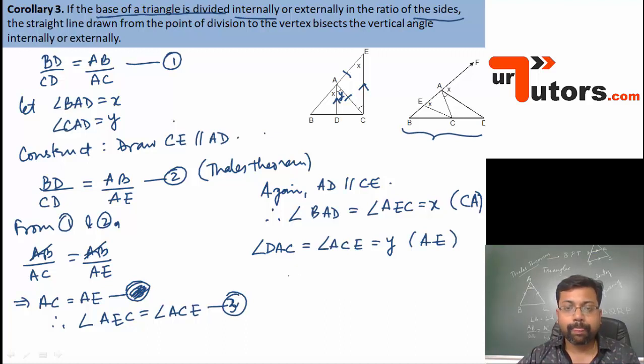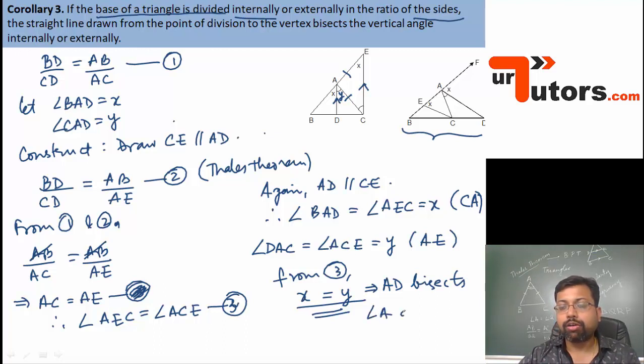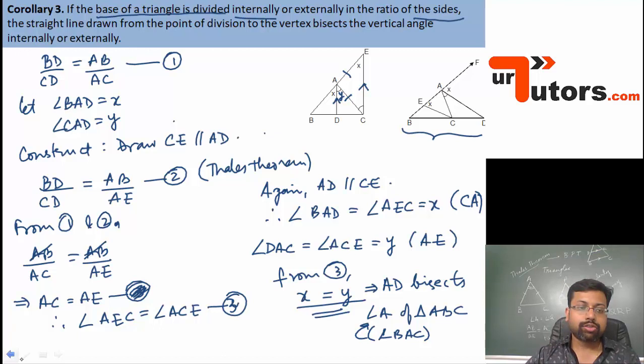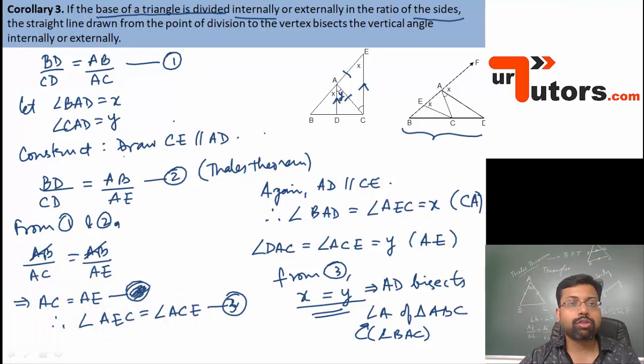So from 3 we can say AEC is X and ACE is Y. So you have X equal to Y. So if X equals Y, which means AD is bisecting the angle, which implies AD bisects angle A of triangle ABC. Angle A, which is angle BAC in the given figure. So just keep your mind on this for 2 more minutes and then we are going to the questions.